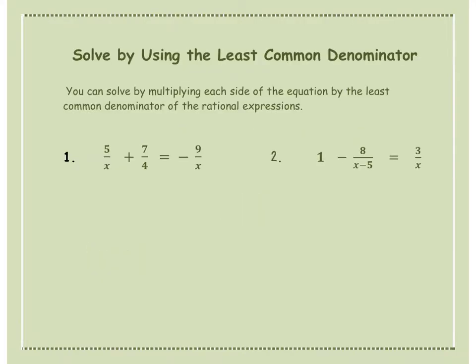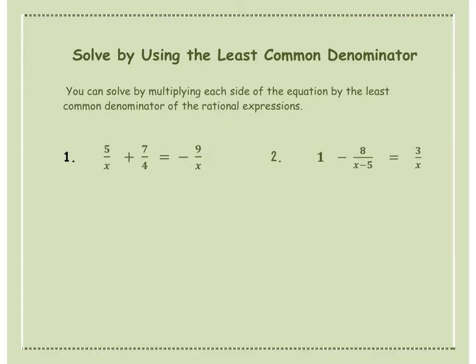So for problem number 1, we're going to solve by finding the least common denominator first. Okay? And we're actually going to multiply the whole equation by the least common denominator. For these first 2 questions, I'm going to write the work very, very detailed. And then I'm actually going to skip one of the steps on the next problem, okay?